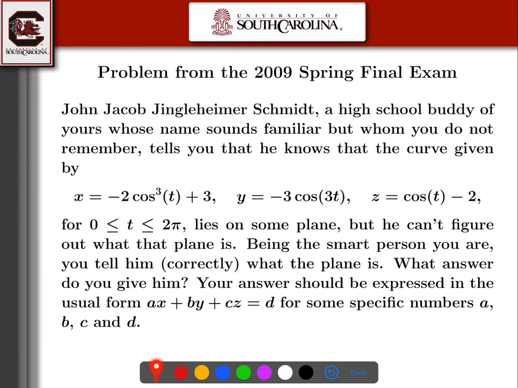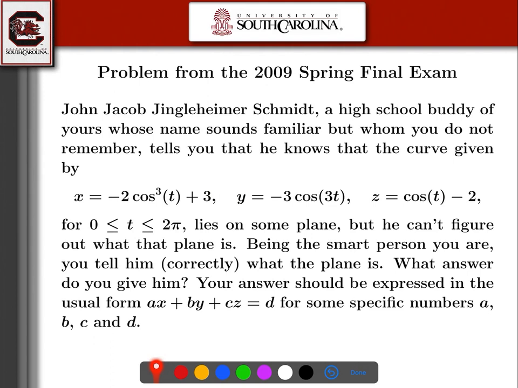Now I'm going to do an unusual problem. There's this person named Jacob Jingleheimer Schmidt, who was a high school buddy of yours, but you might not remember him. And he comes to you and he tells you that this curve here, where t is going between 0 and 2 pi, lies on some plane, but he can't figure out what that plane is. So he's asking for your help.